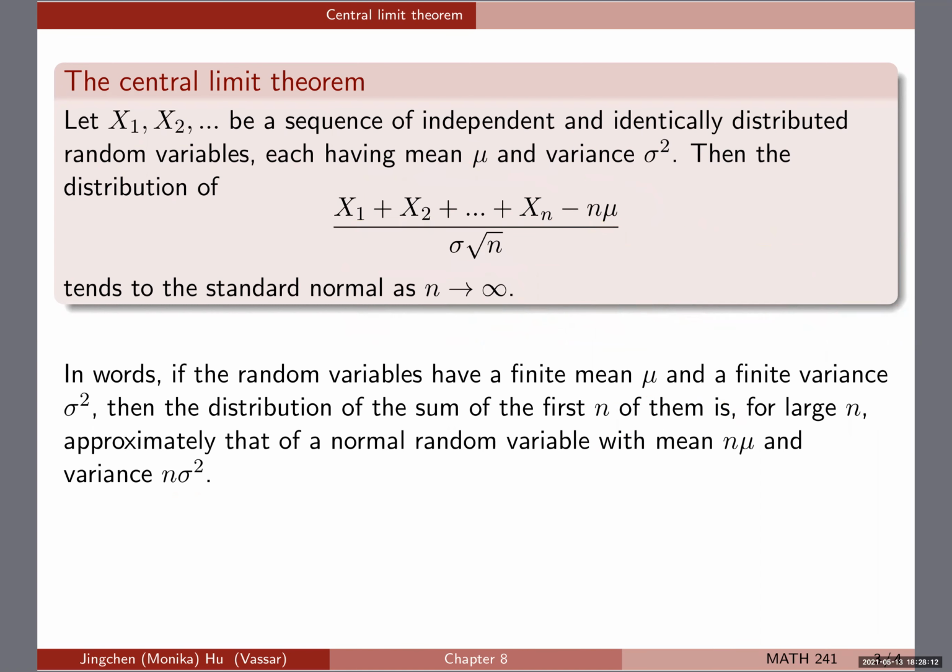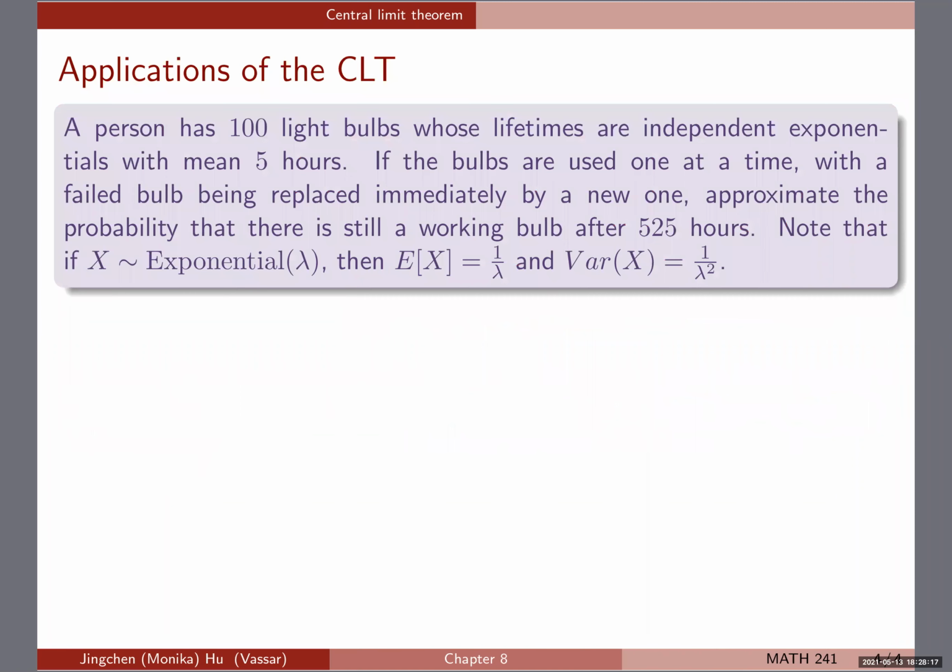All right, so let's go to an example, and then in the live session and homework, you will get more exercises here. A person has 100 light bulbs whose lifetimes are independent exponential with mean 5 hours. If the bulbs are used one at a time, with the failed bulb being replaced immediately by a new one, approximate the probability that there is still a working bulb after 525 hours.